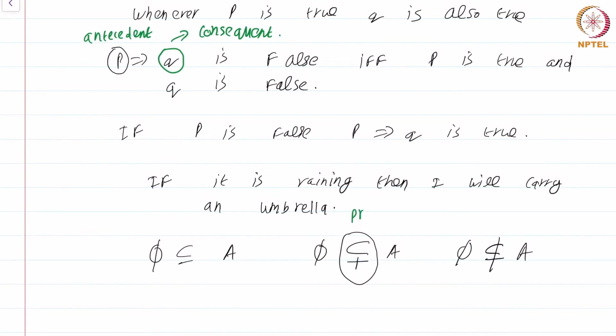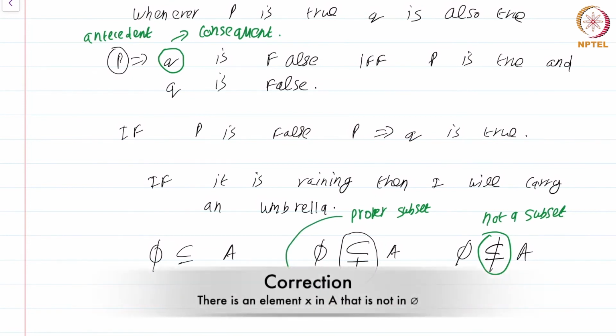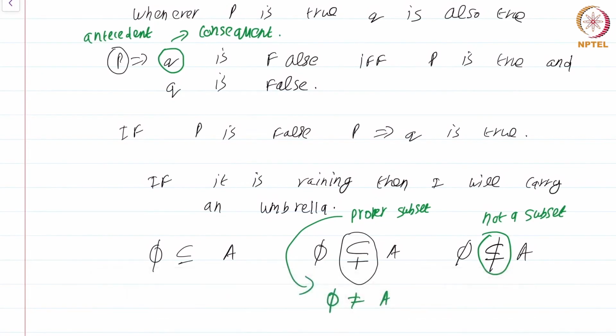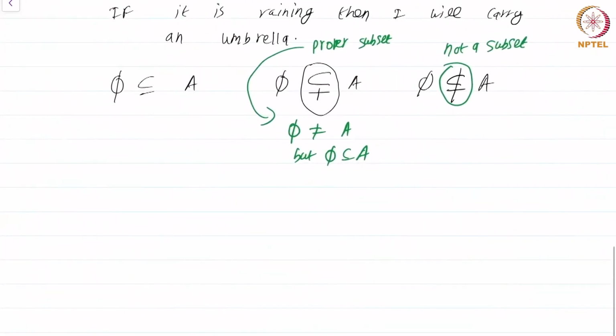The first proper subset means that the set phi is contained in the set A, whereas the second one means that it is not a subset at all. That means there is some element x in phi which is not an element of A. Now let me clarify further what the proper subset means. Not only is phi a subset of A, but there is some element x in A which is not there in phi. That means phi is a subset of A, but phi is not equal to A. That's what proper subset means.